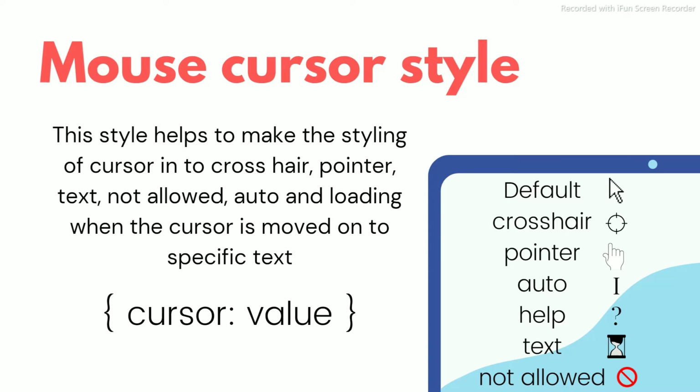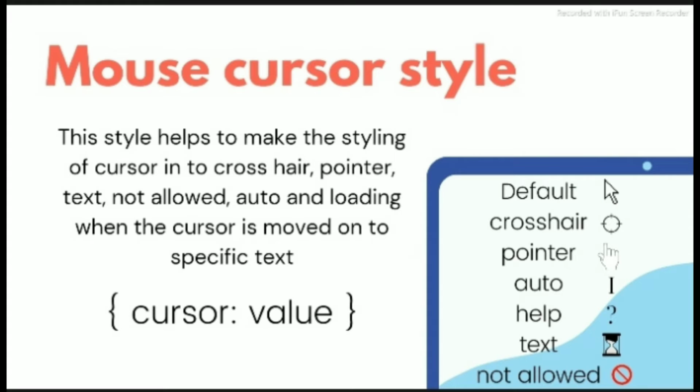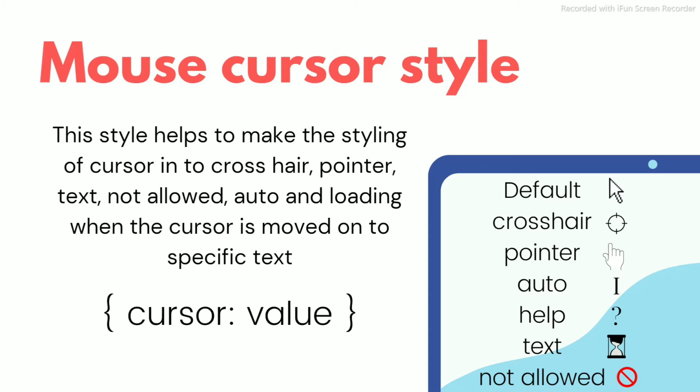When we use cursor equal to default, it will just use the arrow. If I am using crosshair, it will show a crosshair. When I am using pointer, it will show the hand. When I am using auto, it will show the I-beam or the Roman one. Help shows a question mark, text shows the text cursor, and at last we have not-allowed.